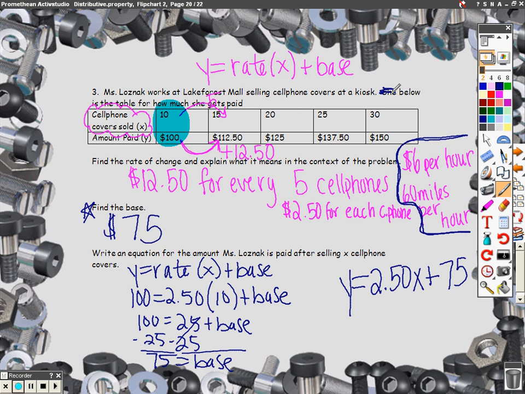Alright, so does it make sense? I start out with $75 just for showing up. Every day I go to work, I get $75. If I sell something, they pay me an additional $2.50 for each phone. If you have done some working, you know that sometimes that's what they call commission.